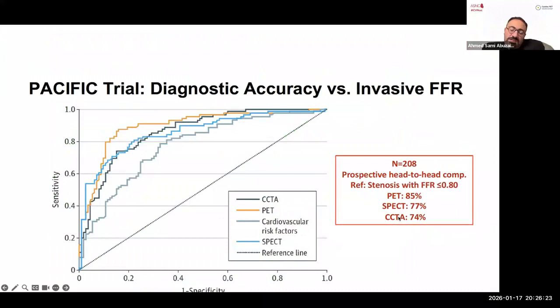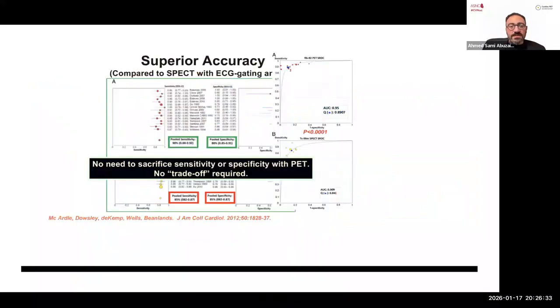Maybe this number is going to change now because coronary CTA has a lot of advantages, and the scanners become better and the quality becomes higher. However, cardiac PET usually still stands in that area. Diagnostic accuracy, cardiac PET still superior. And I think it's very important because we don't have a lot of trade-off in sensitivity and specificity if you compare it to SPECT or other modalities as well.